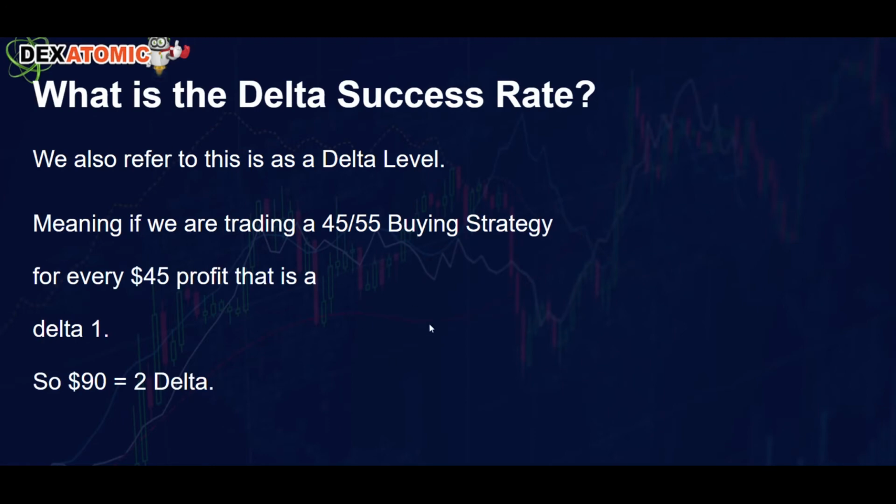This is a good question, and this leads us into a little bit of a clouded area. What is the delta success rate? Well, we also refer to this as a delta level, meaning that if we're trading a 45-55 buying strategy, for every $45 of profit, that is a delta of 1. So $90 can equal delta 2.